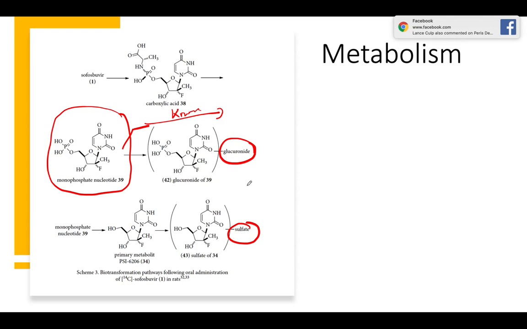So both of those are going to be possible for the metabolism of this drug. And sofosbuvir has, at the time of the writing of the book, had very little toxicities. And when you think about the type of drugs that you were comparing sofosbuvir to, you're talking about ribavirin or interferon, pegylated interferon. Sofosbuvir, comparatively speaking to those drugs, had a toxicity profile that was much, much better.